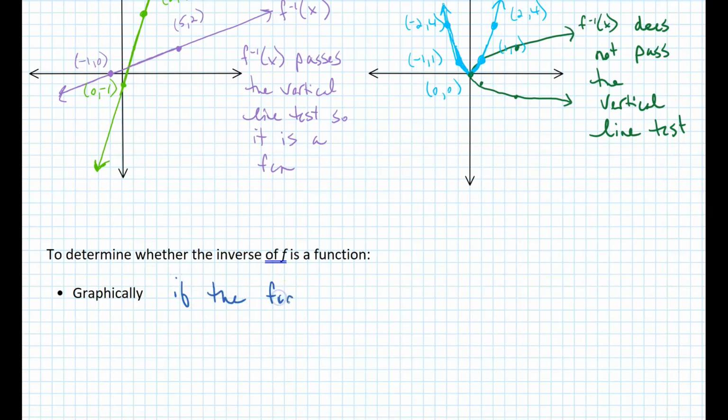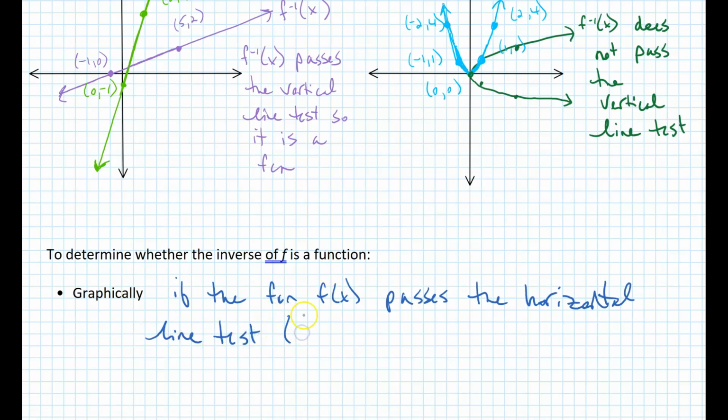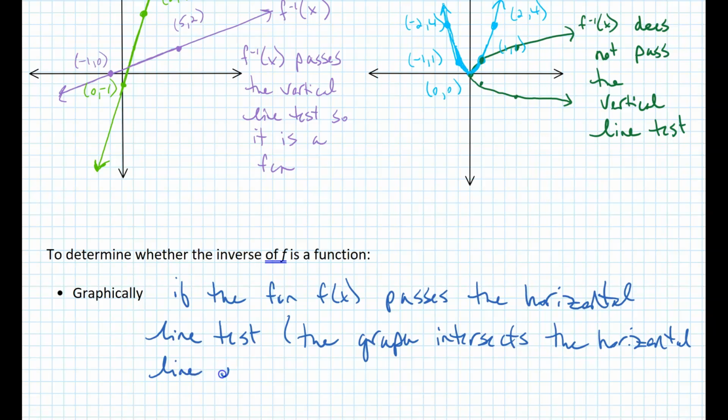if the function f of x passes the horizontal line test, and again, that's when the graph intersects the horizontal line only once. So again, if the function passes the horizontal line test, then we know the inverse will be a function. So, quick way to check.